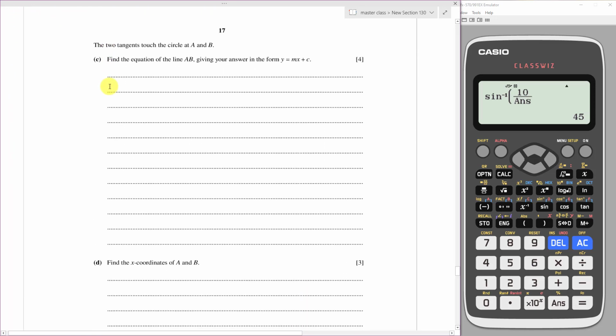Alright, then what next is they say two tangents will touch the circle at the points A and B. So find the equation of the line AB and give your answer in this form, y equals mx plus c, and they give you 4 marks. Normally you need to do more work.